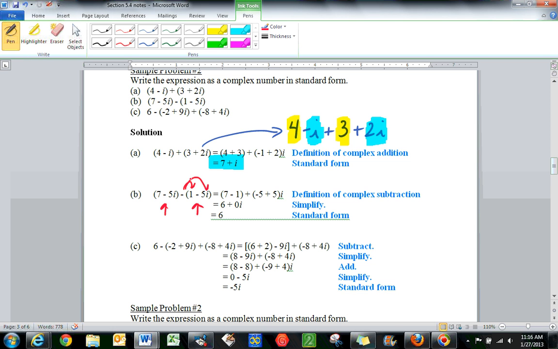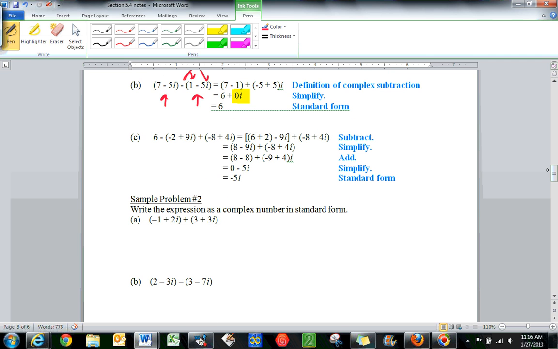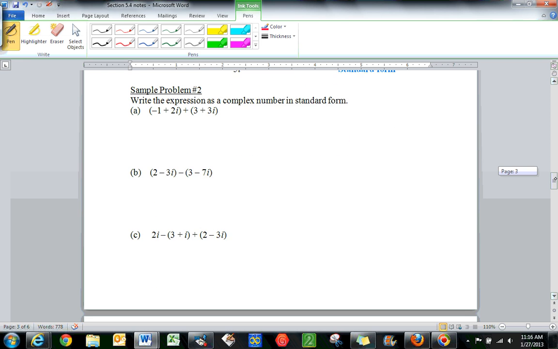Now, if you notice, in this particular case, we have a situation where we have a negative 5i and a positive 5i, which created a cancellation of the i values. So we would just have a final answer of 6. And we can continue to use all of the properties that we use with real numbers and variables. So you would want to do that where the i just acts as a variable. So let's take a look at sample problem number 2.